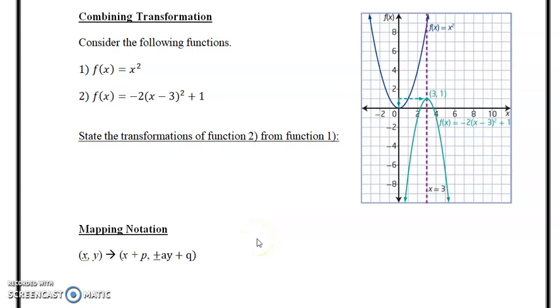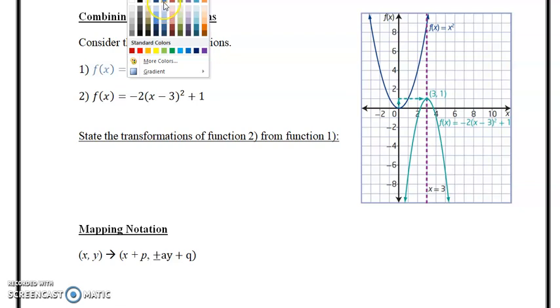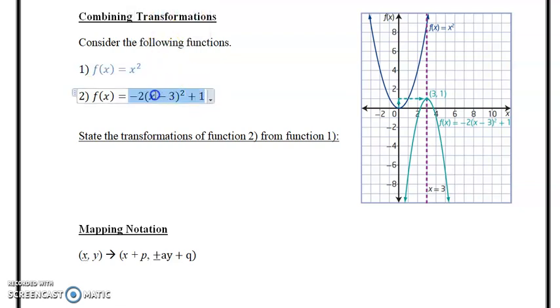Hi everybody, welcome back. We're on page 6 of your chapter 3 booklet, combining transformations. Fill an S in there, my apologies. So now we have two graphs. The first one here in the blue, you can see right here, and then the gray is right here.